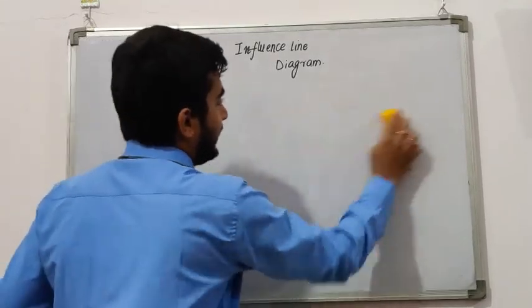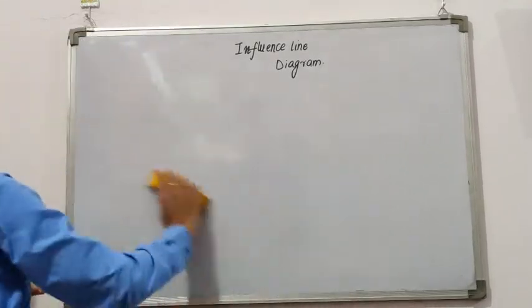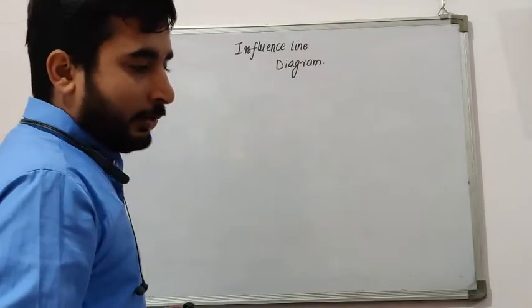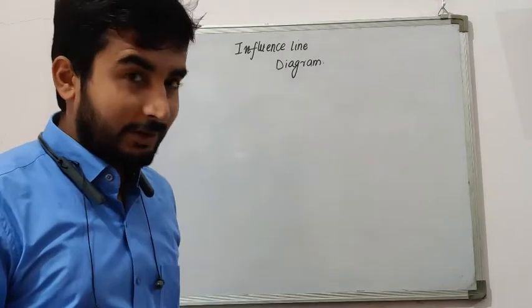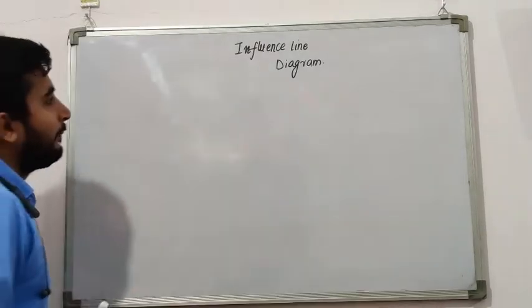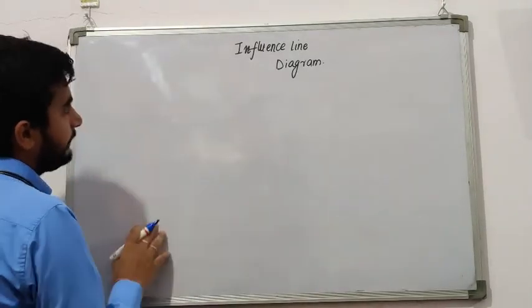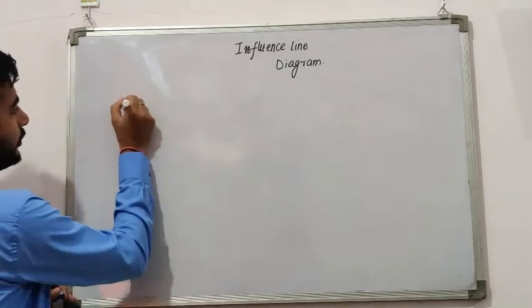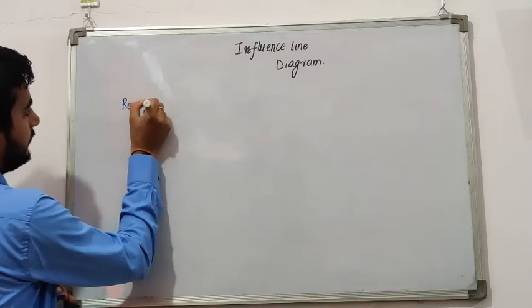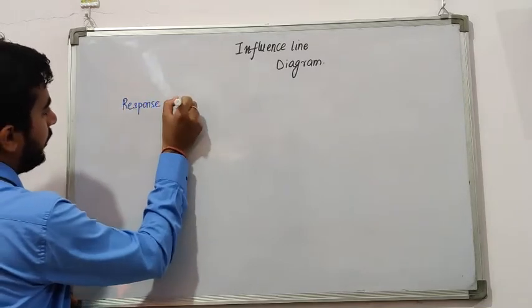So now let's talk about the influence line diagram. When we talk about influence, it is simply how the structure will respond. Let's talk about some responses. When we talk about the response of a structure, you definitely know what the responses are.